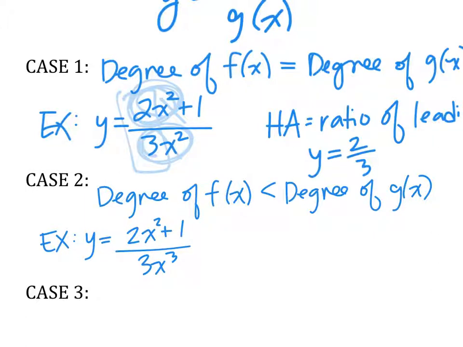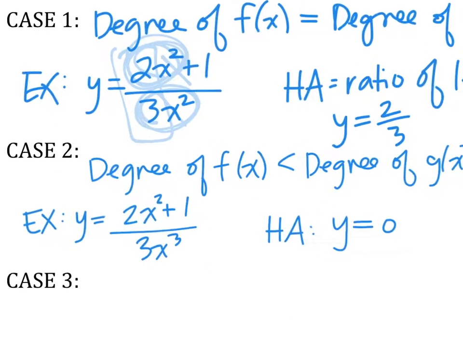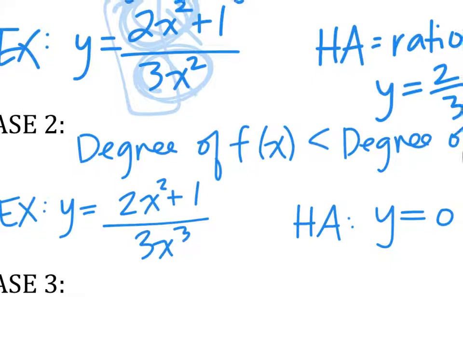So the degree in the denominator is now 1 more than the top. Do you guys remember what the horizontal asymptote is? 0. Yes, it is 0. Now again, we're going to ask ourselves why this is the way it is instead of just memorizing this form.